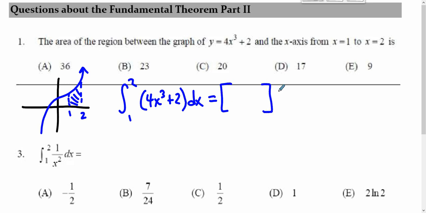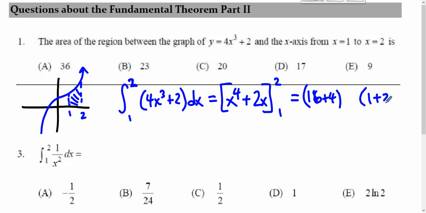We find an antiderivative, sub, and subtract. Why? Because this is a number and this is a number, and we're looking for an integral value, not a derivative value. And so fundamental theorem part 2 says number, find an antiderivative, subtract. Antiderivative of 4x cubed, antiderivative of 2. You can confirm that the derivative of this is that. Now we sub, and subtract, and we've got it.